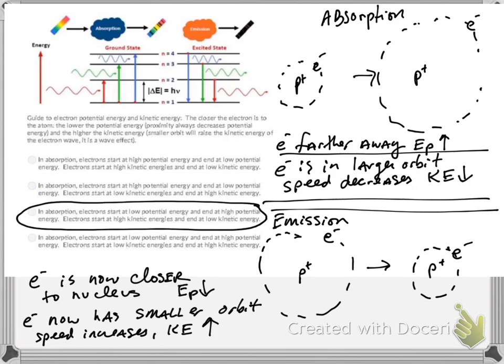That would make selection C correct. In absorption, electrons start at low potential energy and end at high potential energy. They start at high kinetic energy and end at low kinetic energy. That would be a true statement.